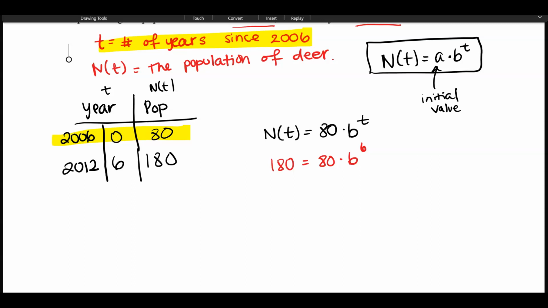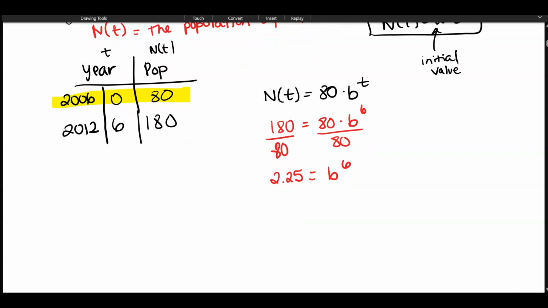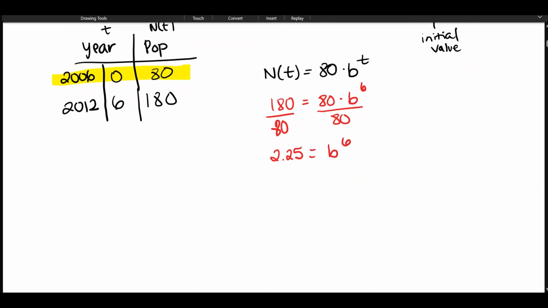So what we're going to do is we're going to go ahead and divide by 80 on both sides. And so now this gives us 2.25. And now this is b to the 6th power. Okay. So how do we solve this? Well, the way that we do this is we're going to be using exponents. So we're going to raise both sides to the 6th power. Or you can think of this as also taking the 6th root. So we're going to take the 6th root of both sides. Or this is the same thing as saying 2.25 raised to the 1/6 power.